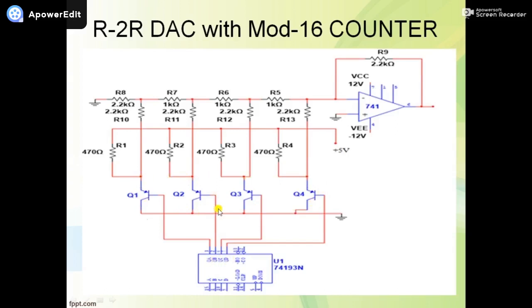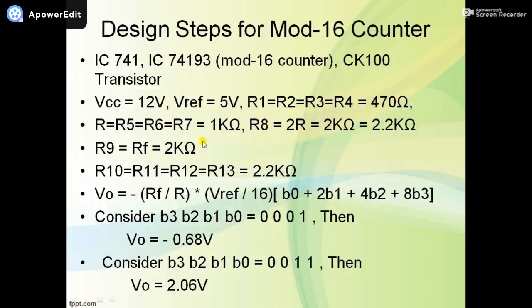Okay, and here are some design steps and some calculations for the mod 16 counter. Same IC 741 as an operational amplifier, 74193 used for the mod 16 counter, and CK100 transistor for the PNP transistor.